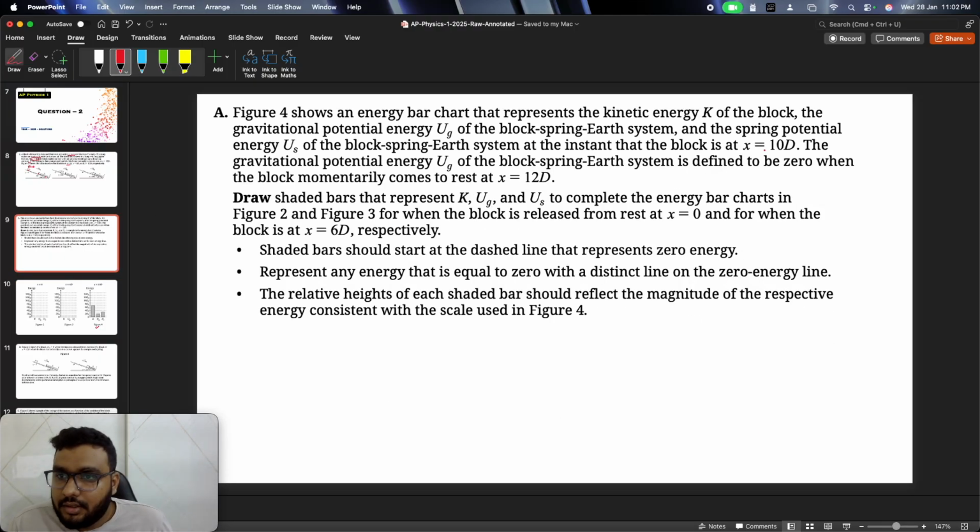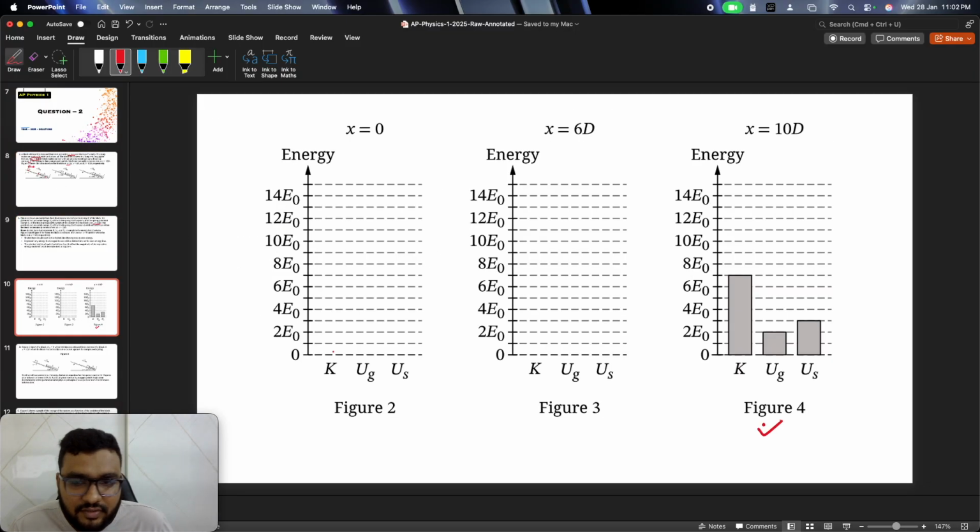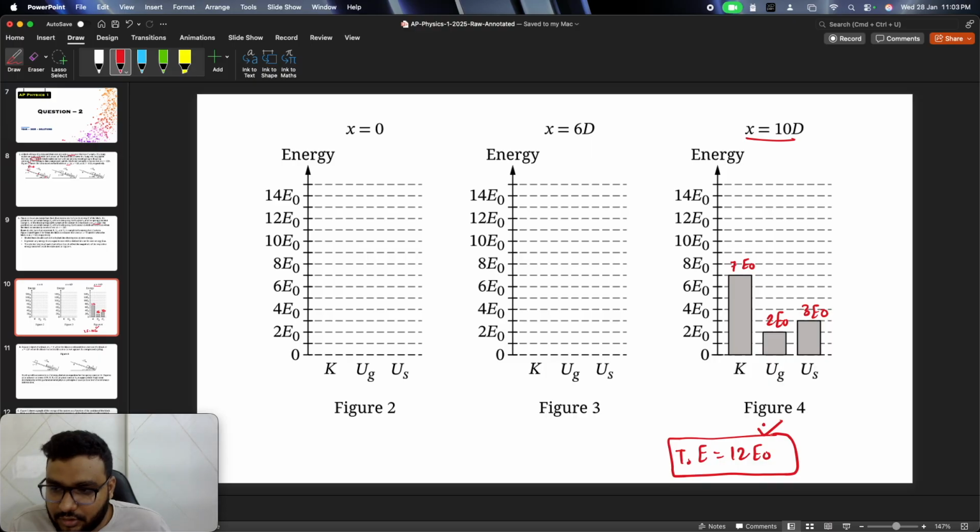At the instant that the block is at x equals 10d, kinetic energy is given as 7 E naught, gravitational potential energy as 2 E naught, and spring potential energy as 3 E naught. So the total energy is kinetic energy plus gravitational potential energy plus spring potential energy: 7 E naught plus 2 E naught plus 3 E naught is 12 E naught. So the total energy of the system is 12 E naught.